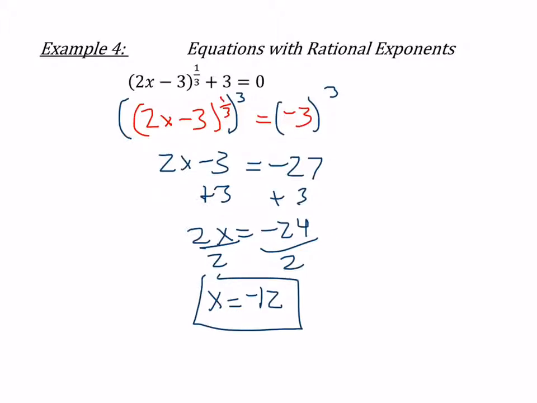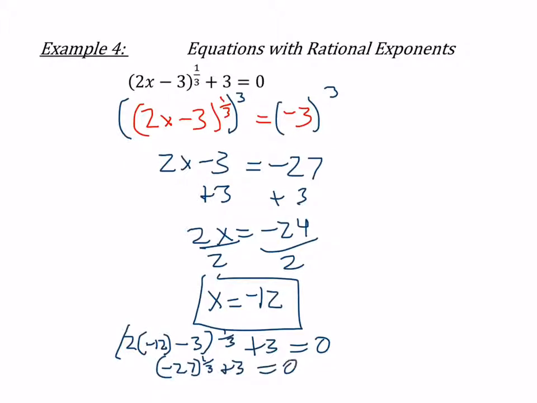There it is. We can plug it in there. We get 2 times negative 12 minus 3 to the 1/3 power plus 3 equals 0. So this is 2 times negative 12 is negative 24 minus 3 is negative 27. So this is negative 27 to the 1/3. And that's just negative 3 plus 3 equals 0, and that checks out. All right, so negative 12 works.